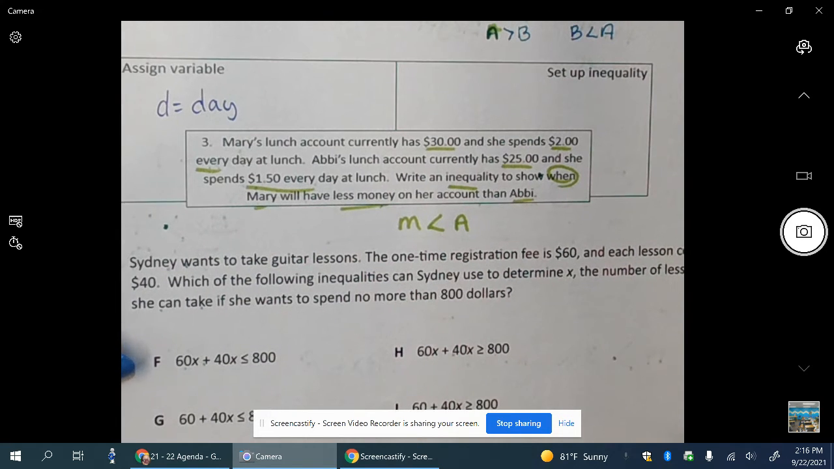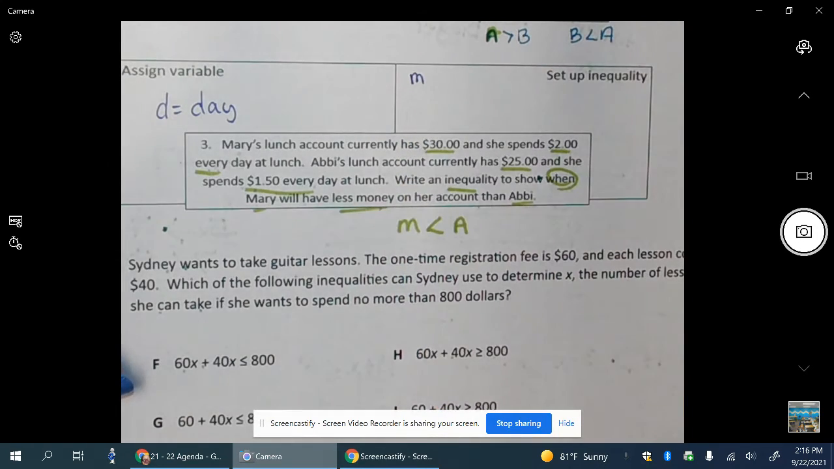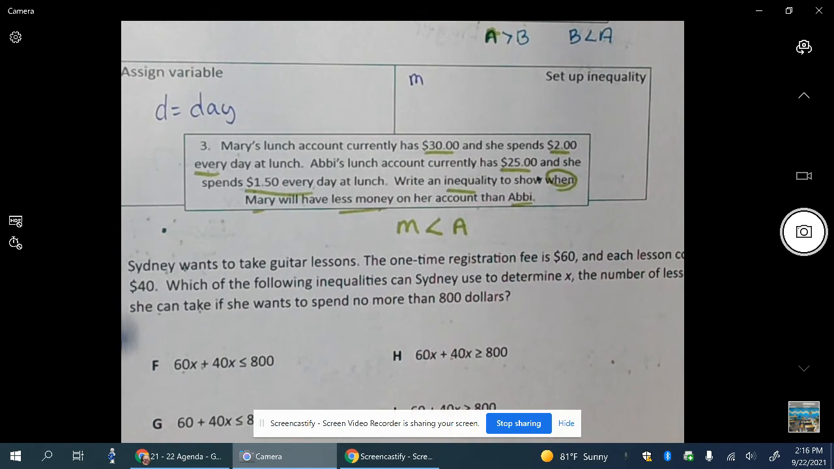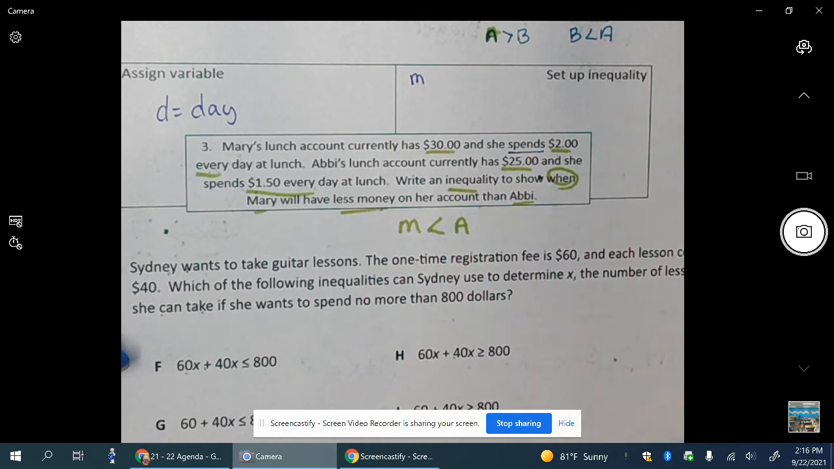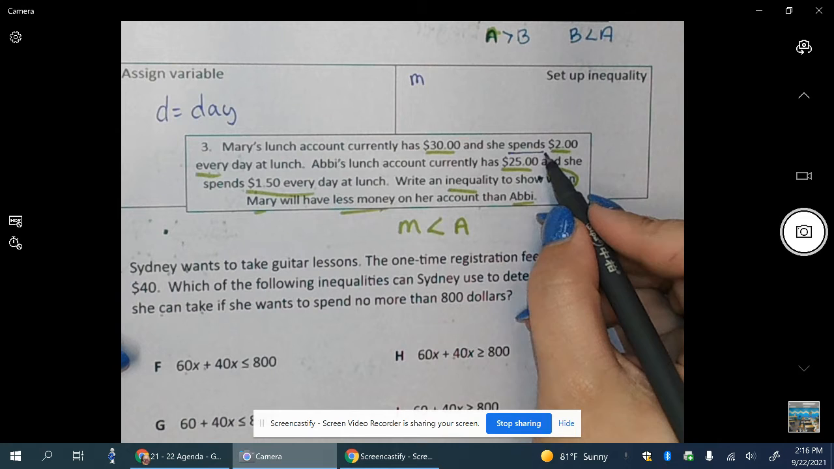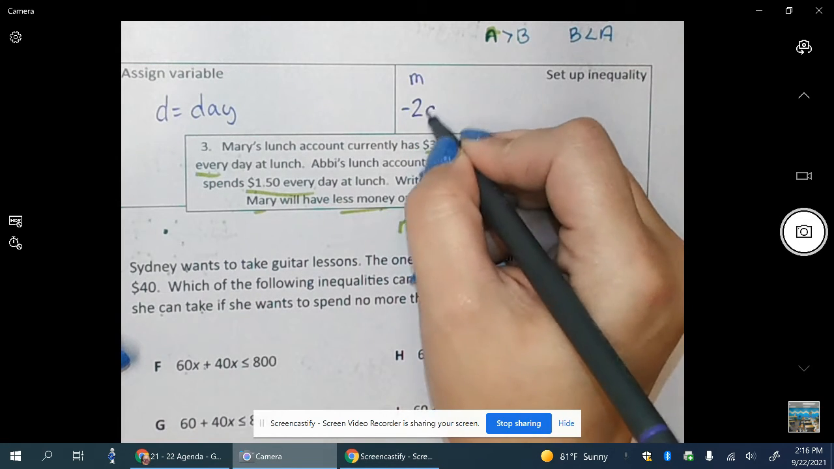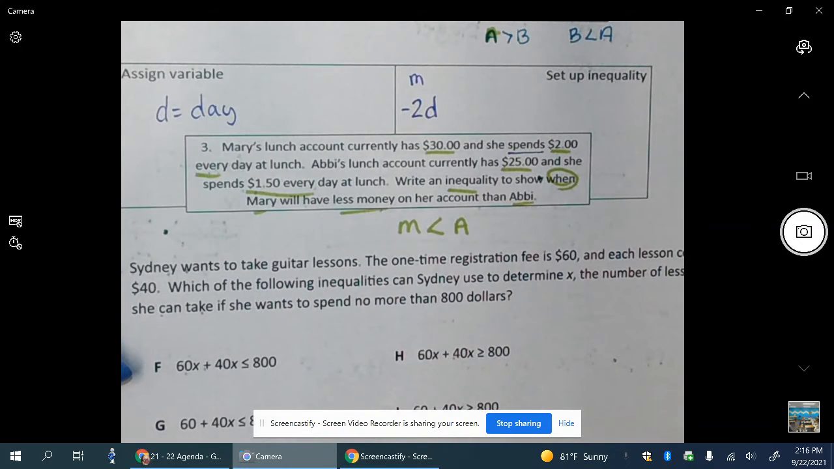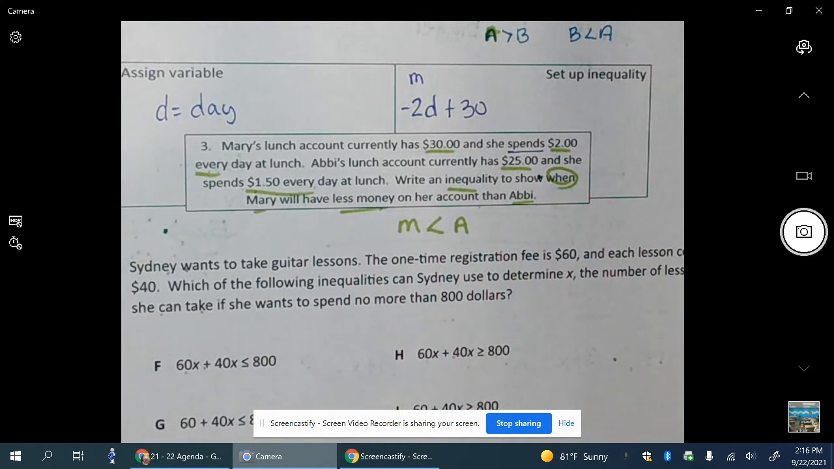All right, so Mary, what rate does Mary have? $2. What kind of 2? 2D. Negative. Why is it negative 2? Okay, anytime you're spending money, it's a negative. Anytime you're spending money, it's a negative. Okay, and what does she start with? 30, so plus 30.